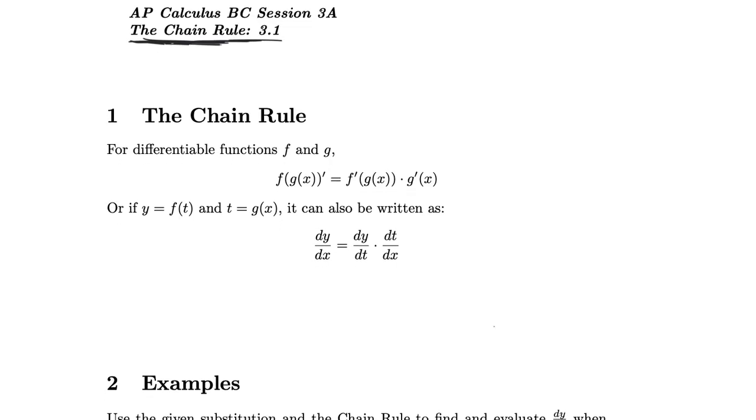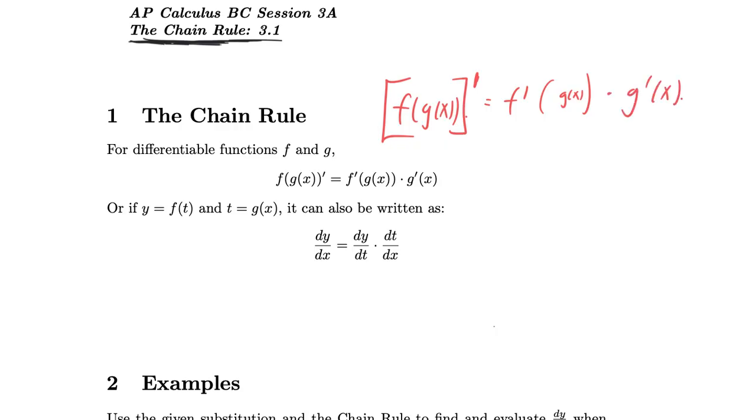So let's say we had this f of g of x, this composite function, and we wanted to take the derivative of this whole thing. The chain rule states that this would be equal to f prime of g of x, so f prime of what's in there, times g prime of x.